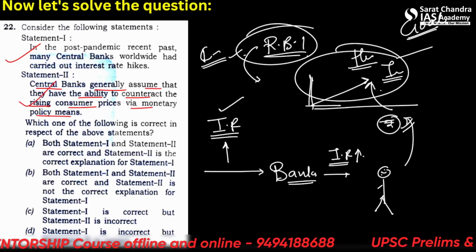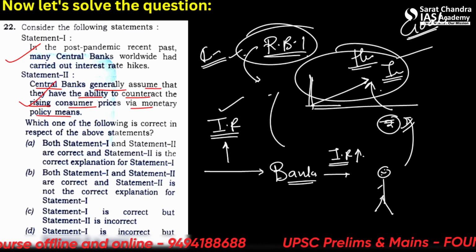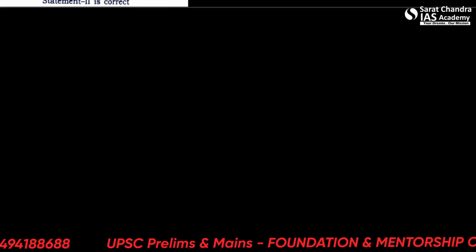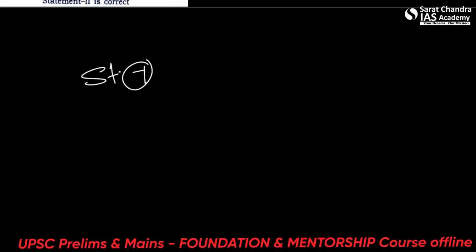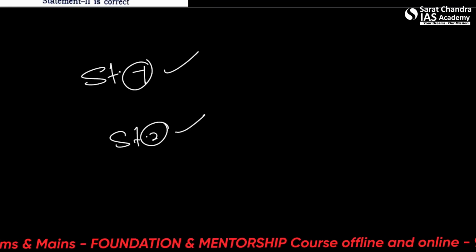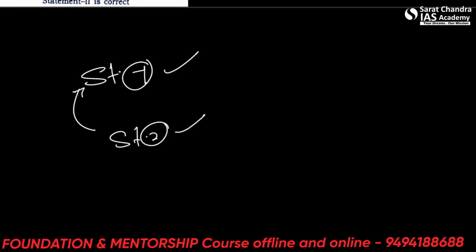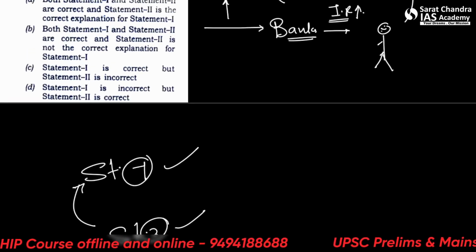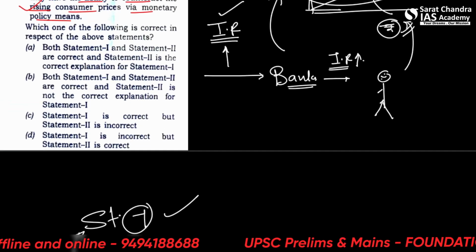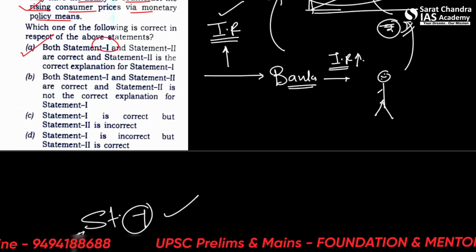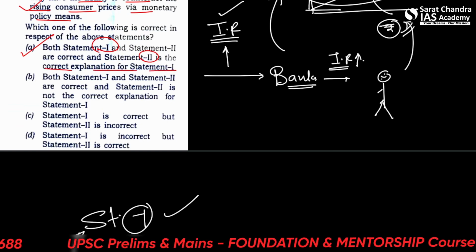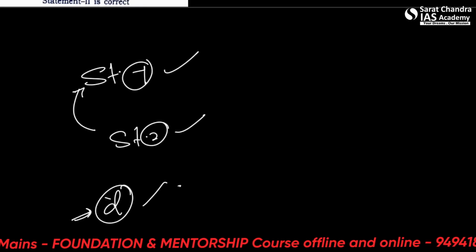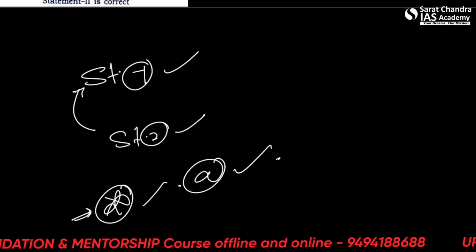And this statement explains why it is happening. So what's the answer here? Statement 1 is correct. Statement 2 is correct. And statement 2 clearly explains statement 1. So the answer is D. Sorry, just a second. Answer is A: statement 1 is correct, statement 2 is correct, and it explains the statement. So the answer is A. Not D. The answer is A. So this was about today's lecture.